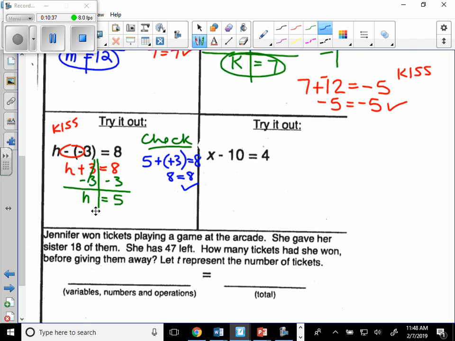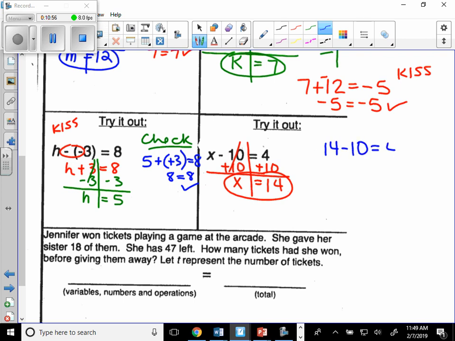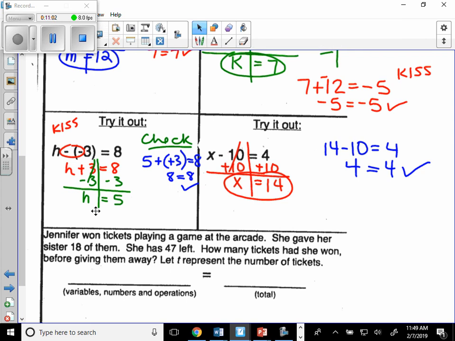All right, x minus 10 equals 4. What are we going to do to both sides? We're going to add 10 to both sides. This cancels out. X equals 14. This one was easy. And then to check it, we're going to plug it in. 14 minus 10 is 4. And 4 does equal 4, and that's correct. Not too bad, right? All right, let's look at the bottom real quick.